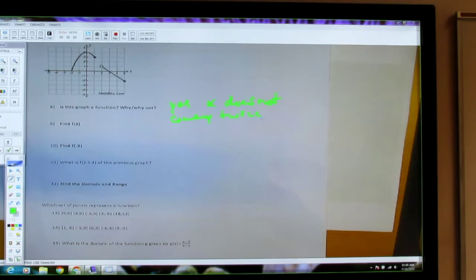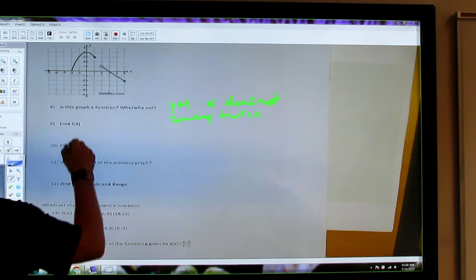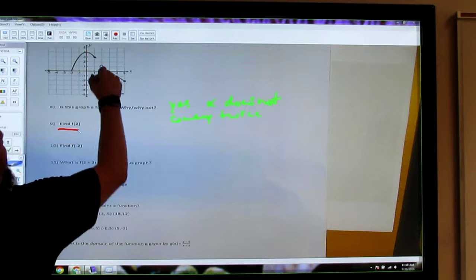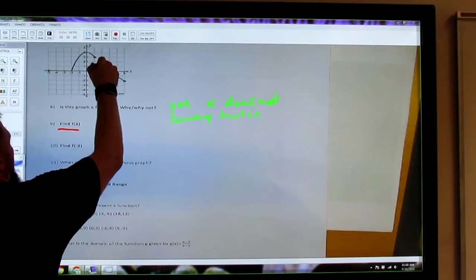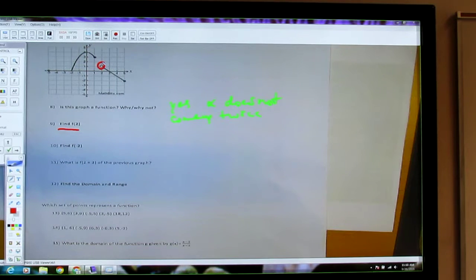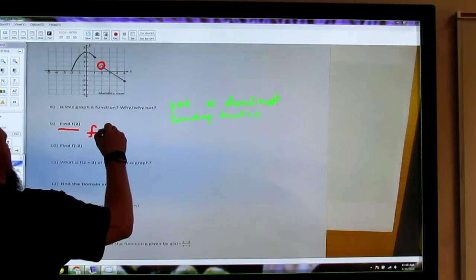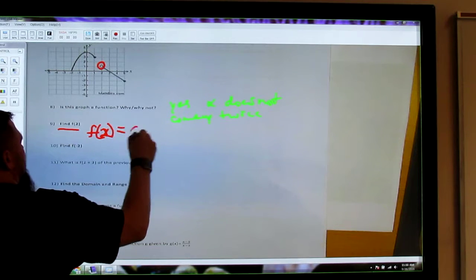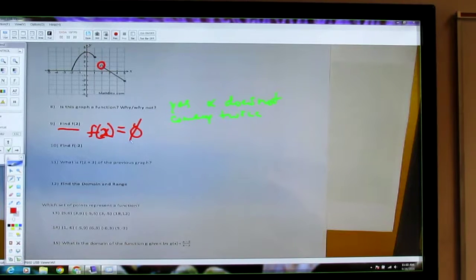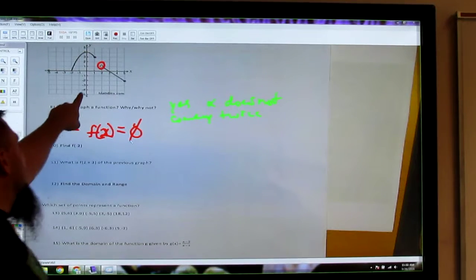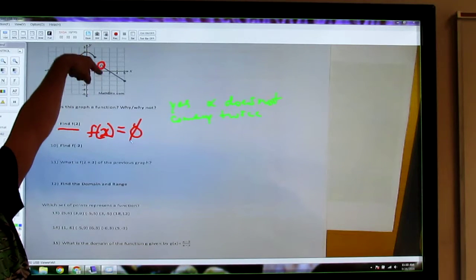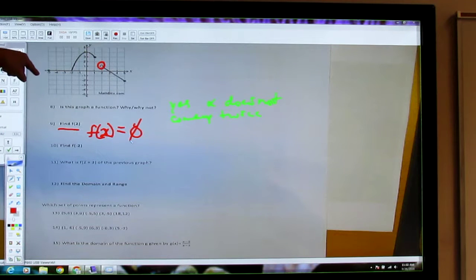All right, next, find f of 2. Okay? Find f of 2. That means right here, when x is 2, what does it equal? Undefined. F of 2 is equal to undefined. There's nothing there. That was my point. There's nothing there. Okay?